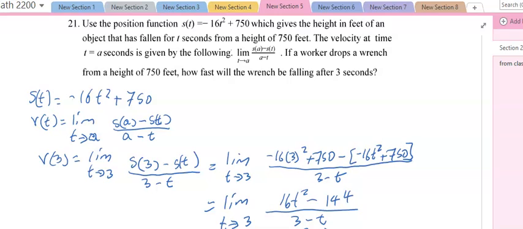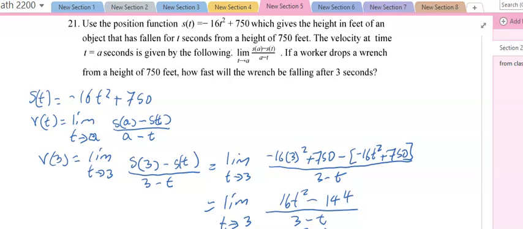Today we continue our discussion of limits and their application. Use the position function s of t is equal to negative 16t squared plus 750, which gives the height in feet of an object that has fallen for t seconds from a height of 750 feet. The velocity at time t equals a seconds is given by the limit as t approaches a of s of a minus s of t all over a minus t.